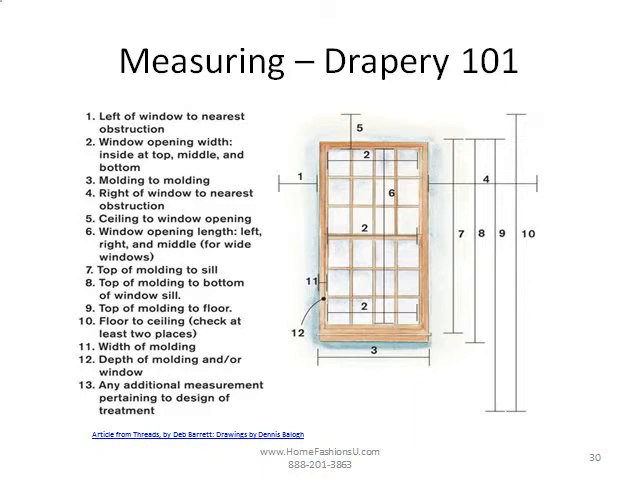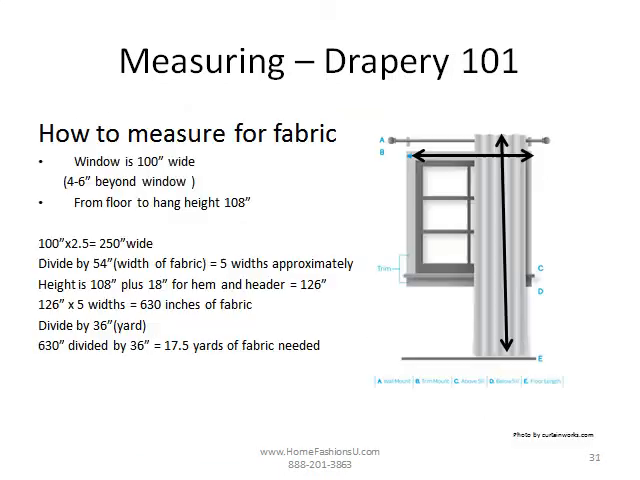You want to measure from the top of the molding down to the window sill. You want to measure from the top of the molding to the bottom of the window sill. Then you want to measure from the top of the molding to the floor. You need to measure the floor to the ceiling and do that in at least 2 places. Measure the width of your molding, the depth of the molding, and any additional measurement that you see that would pertain to the design of your treatment.